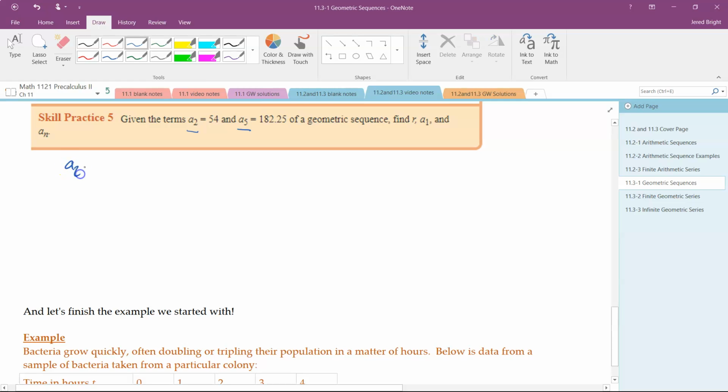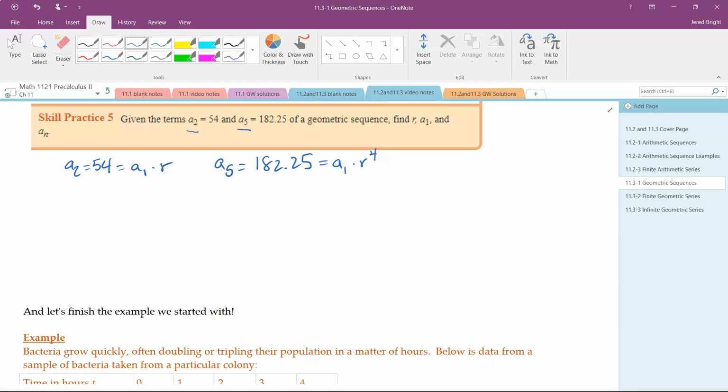So A2, which is 54, would be whatever A1 is times R. Okay. And then A5 is this number, and this would be A1 times R to the 4th. Well, how do I progress from here?